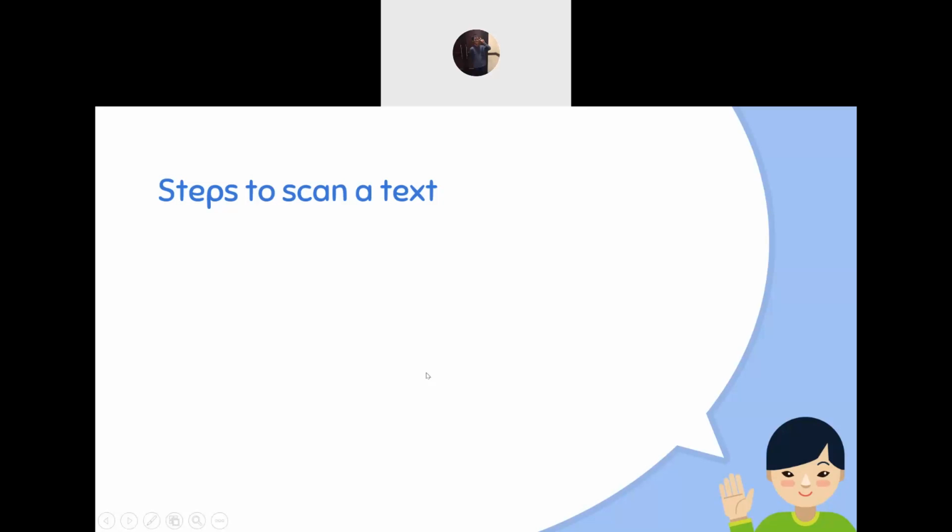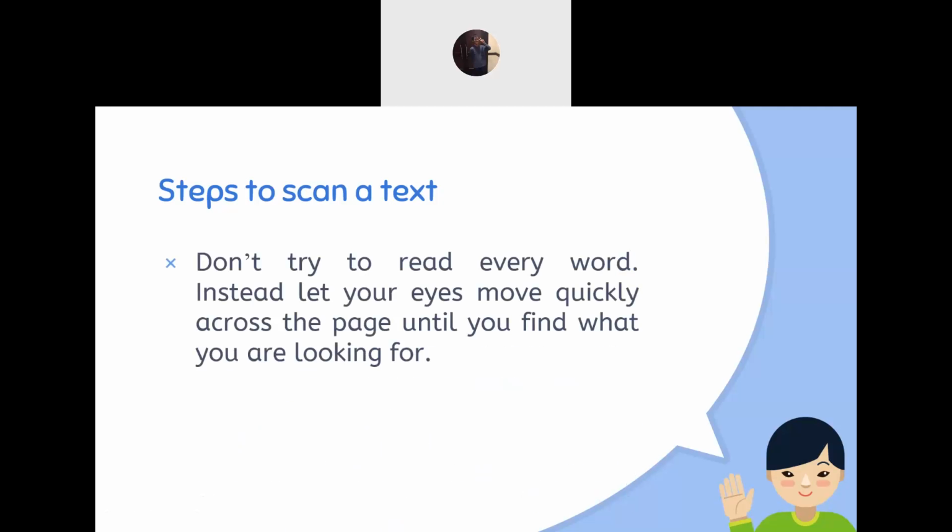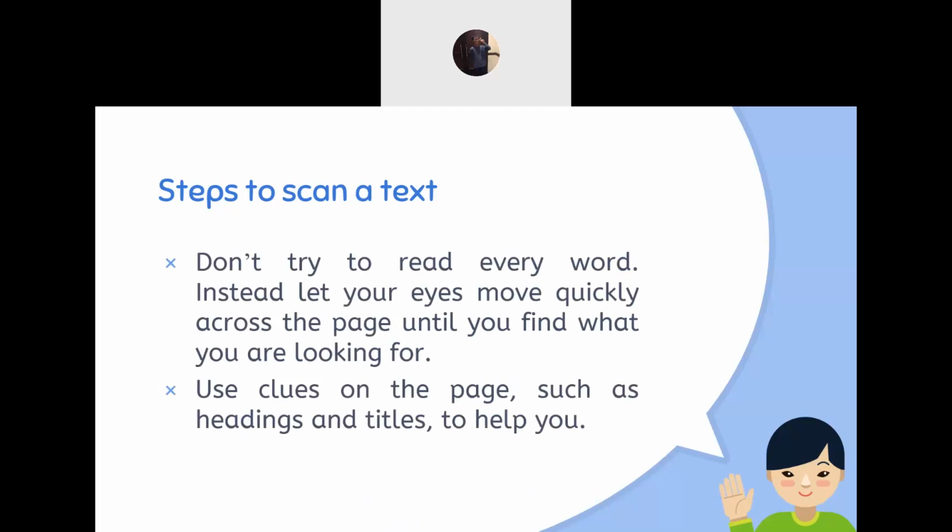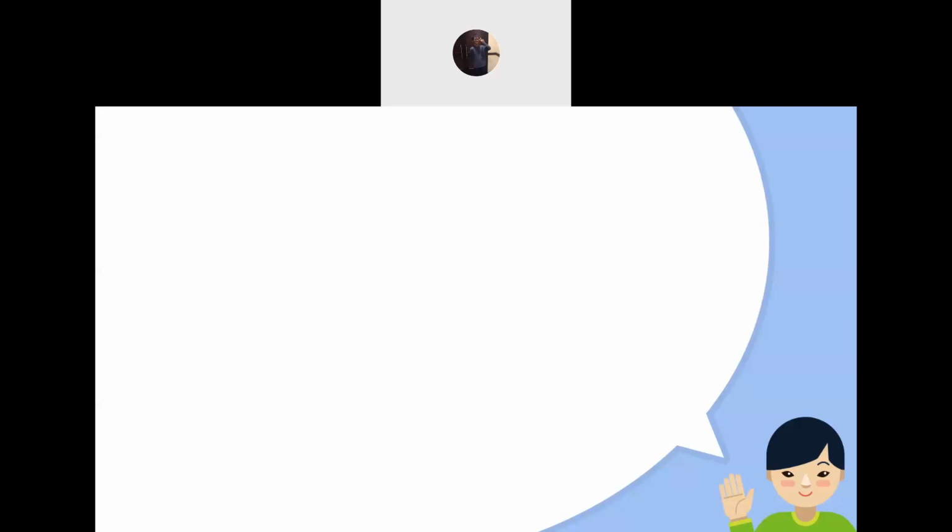Okay. Next, how do you scan? Scanning is something that we have always practiced. Don't try to read every word, but move quickly across the page until you find what you are looking for. Use clues on the page, such as headings and titles, to help you. Sometimes they will give you hints.